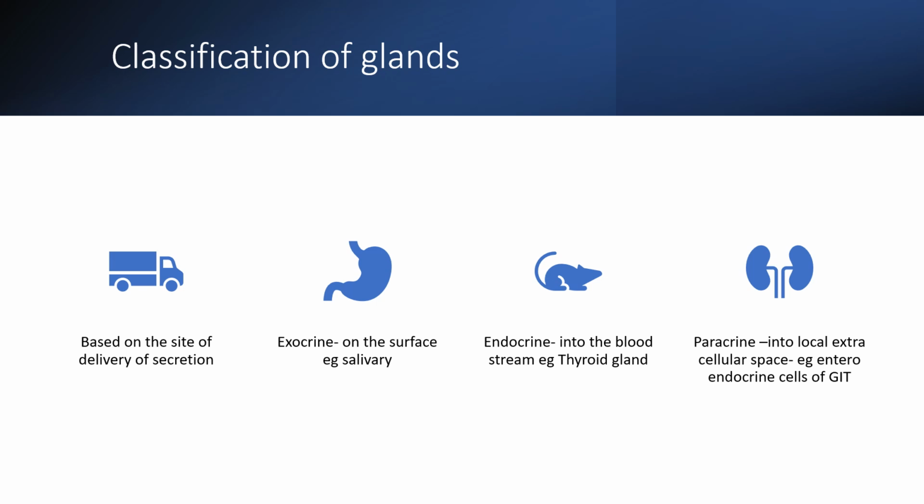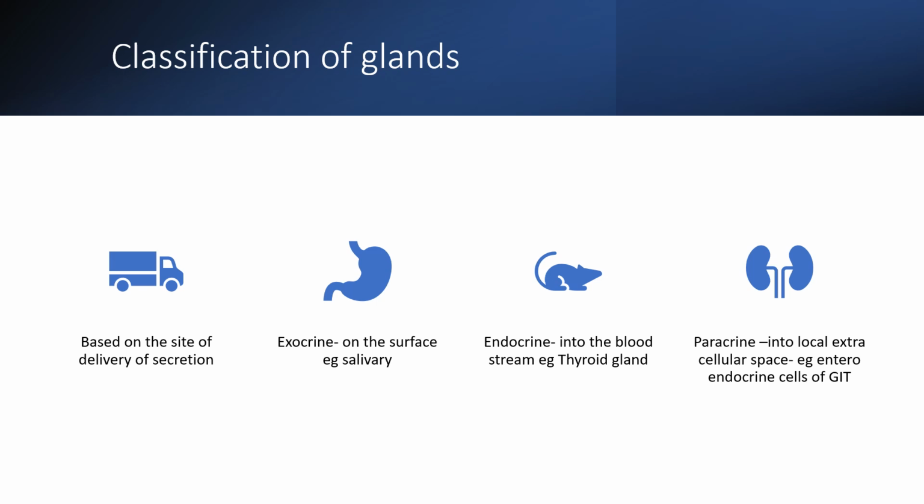Now coming to the classification of the glands, there are many types, many features about which the glands are classified. The first one is based on the site of delivery of the secretions. The exocrine glands, they deliver their secretions on the surface. Example, salivary glands. Endocrine glands, they release the secretions into the bloodstream. That is the thyroid gland, all these things are endocrine glands.